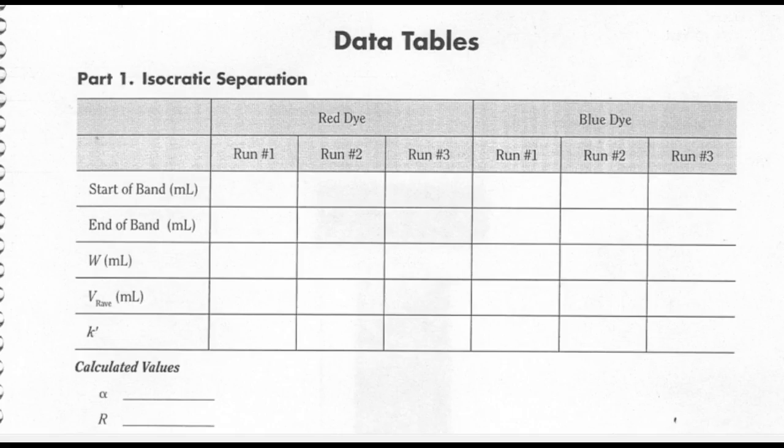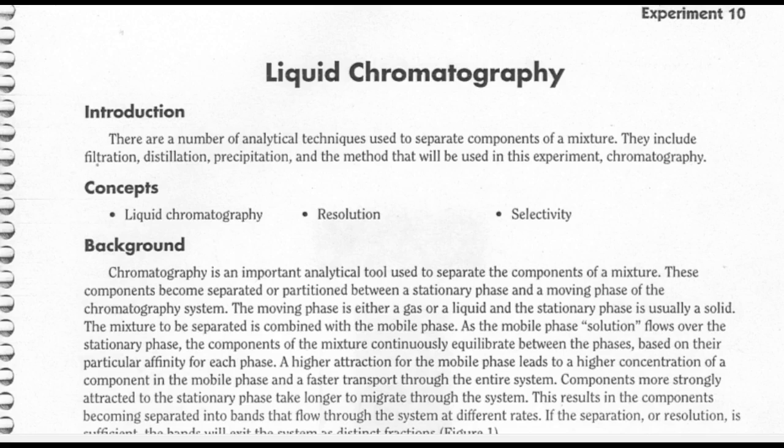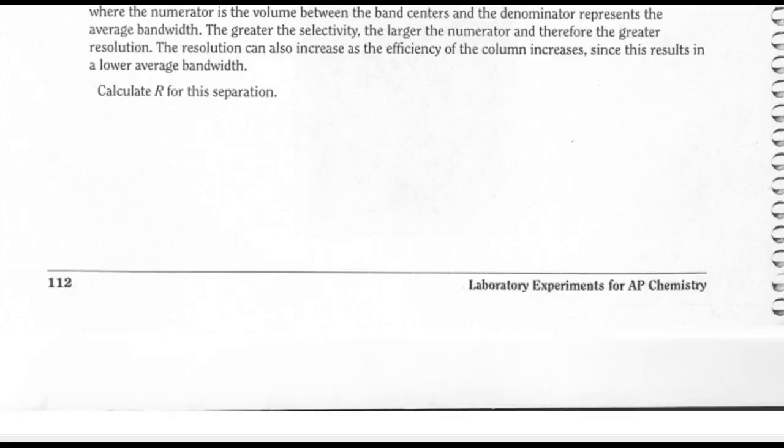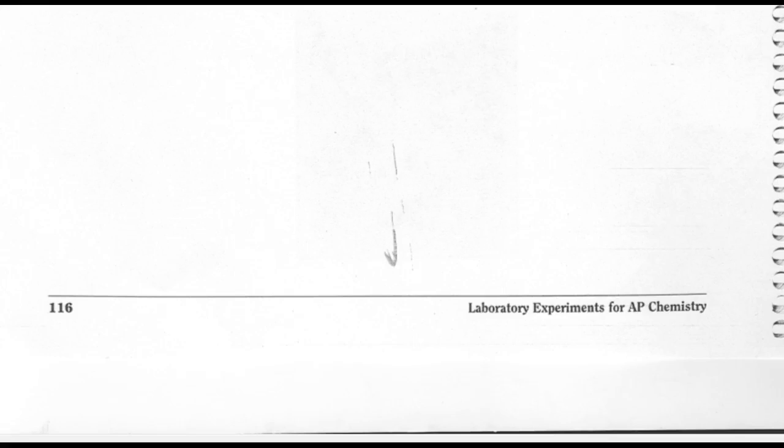Alright, this video is to help you with the liquid chromatography lab. You do need to make sure you complete the table, so you'll need to calculate the W's, the V raves, the K primes for the red and the blue dye for each run, and then you will also need to calculate the alpha and the R. Use the example I did for you for the pre-lab to help you, and if you get stuck, you're always welcome to come see me.